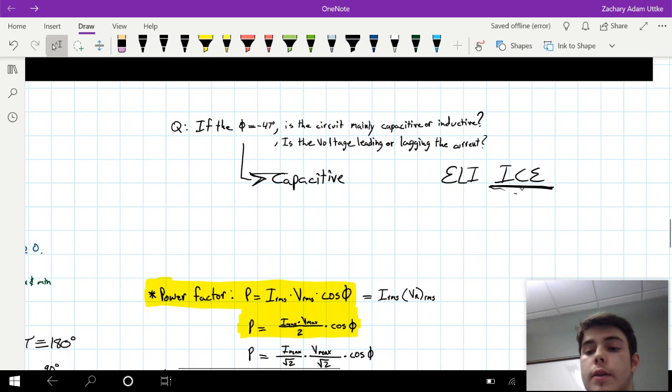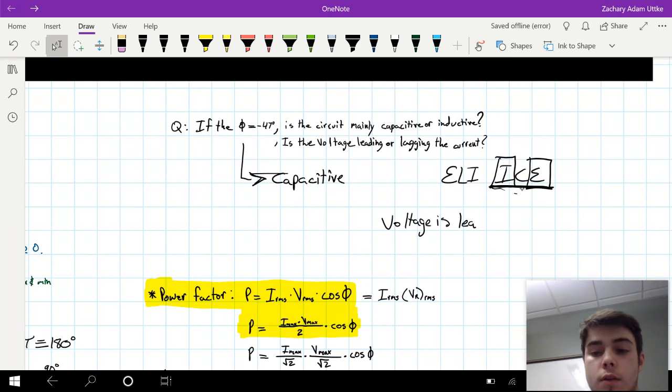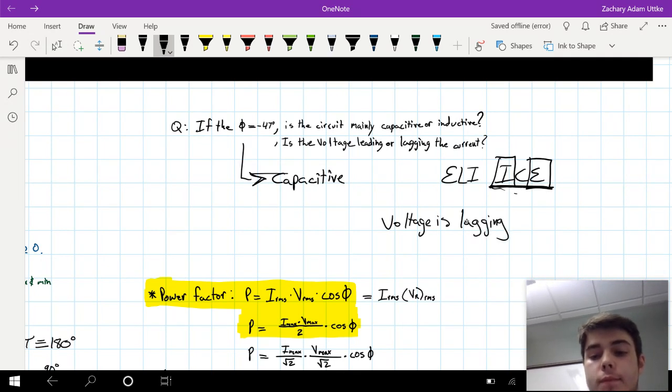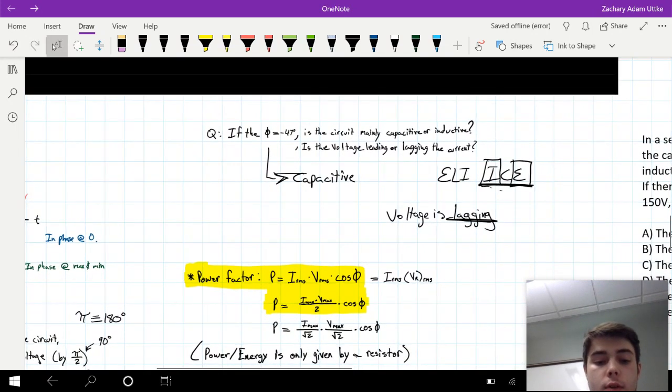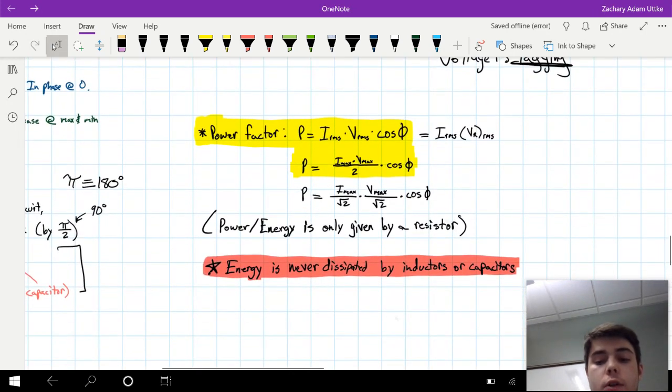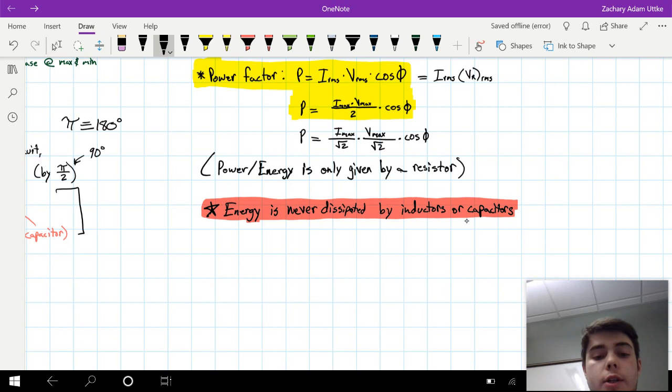So in other words, the current comes before the voltage. So voltage is lagging, like that. And that's because there's a negative phase angle. Okay? Also, a really important conceptual thing is that energy is never dissipated by inductors or capacitors. So power energy is only given by a resistor. That's just a very conceptual thing relating to this.